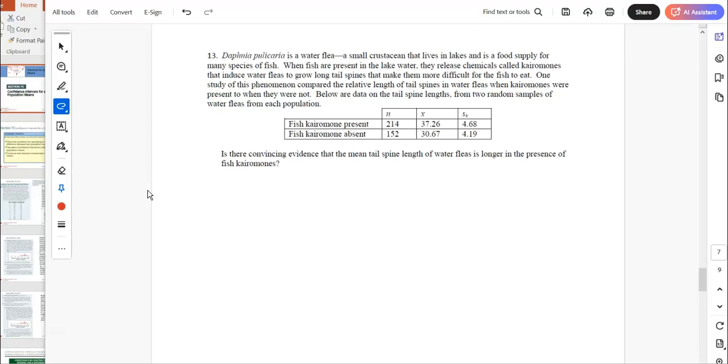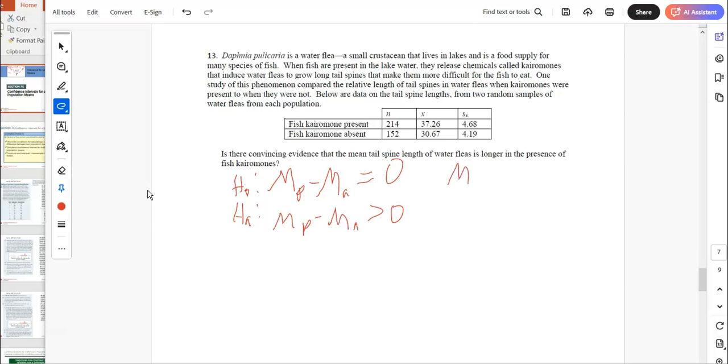So the null and the alternate. I'm going to do mu of the present minus mu of the absent. The null is there's no difference, right? But we think that actually there might be a difference. We think it's going to be greater than 0 because we think the present is going to be larger than the absent, I guess I should say.